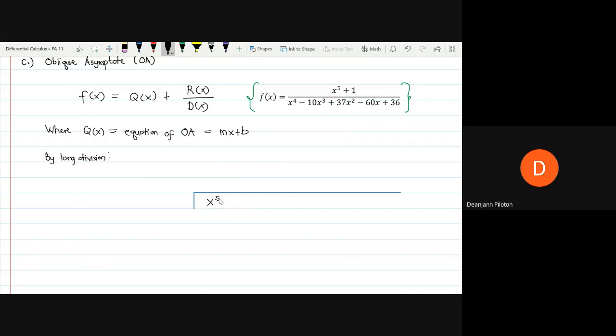Then by long division, you need to complete all the terms according to the degree. Next to x raised to 5 is x raised to 4, but we have no such term, so we input 0 times x raised to 4, plus 0 x raised to 3, plus 0 x raised to 2, plus 0 times x raised to 1, plus the constant 1. Then the denominator goes outside: x raised to 4 minus 10 x raised to 3, plus 37 x raised to 2, minus 60x, plus 36.